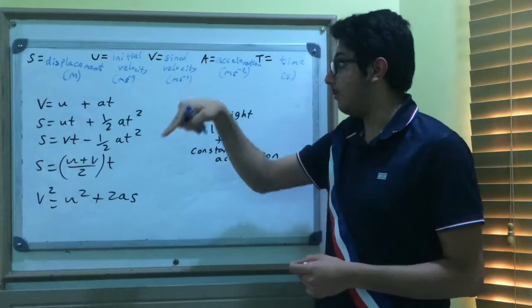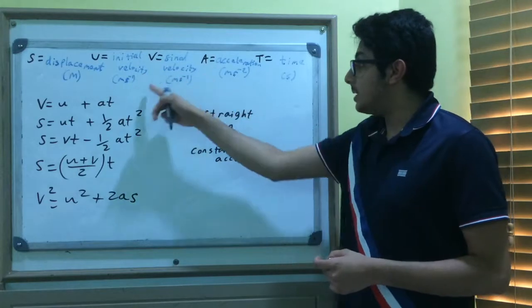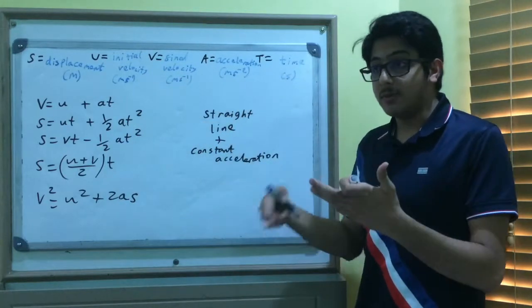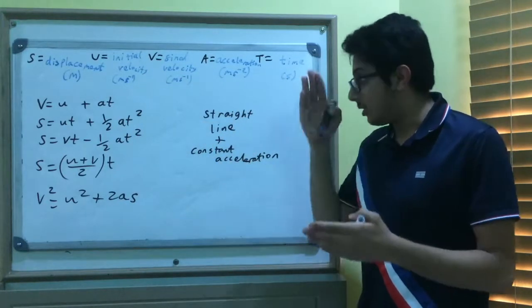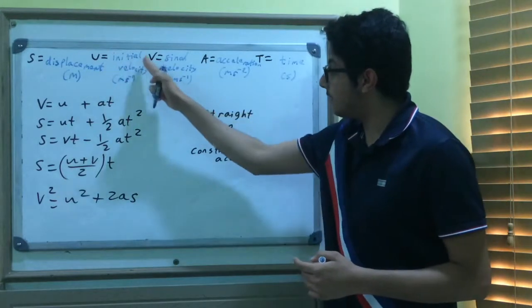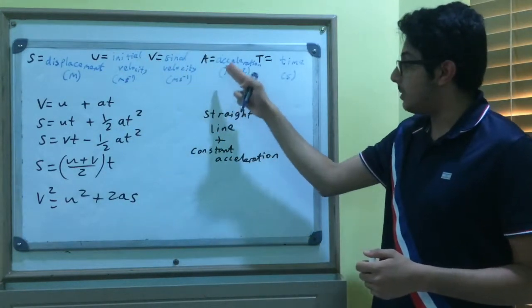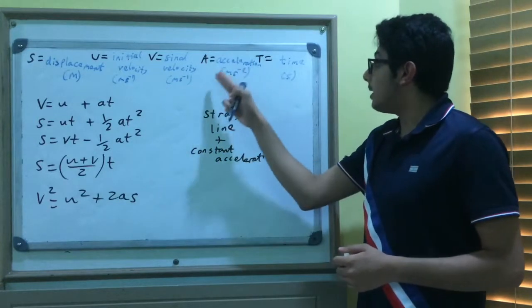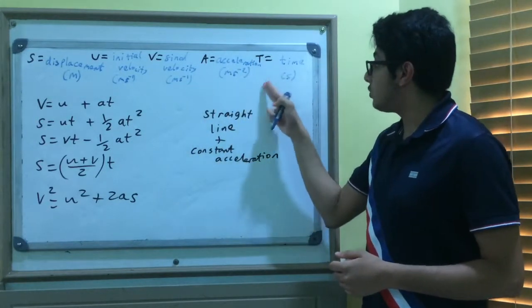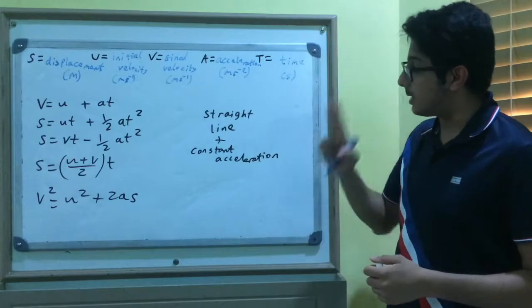depending on the direction. Same thing with the velocities. They can be both positive and negative because they have both magnitude and direction. They're not speed. So U is initial velocity, V is final velocity, measured in meters per second, and A is acceleration measured in meters per second squared, and T is time measured in seconds.